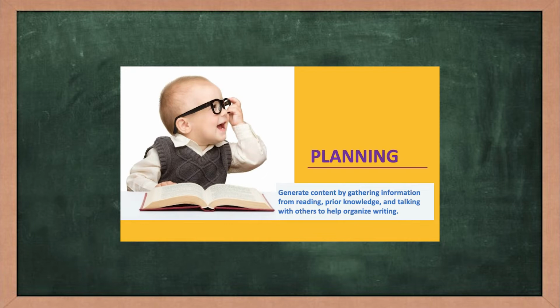That's interesting. Ma'am, could you explain it in detail? Of course, dear. First, let me explain the planning stage. This is the stage where we generate content by gathering information from reading, prior knowledge, and talking with others to help organize writing. Ma'am, but it's not so easy. I know that, so I'm going to share some more tips and tricks. In fact, do you know that the word plan itself is an acronym? Okay, and what does it stand for?